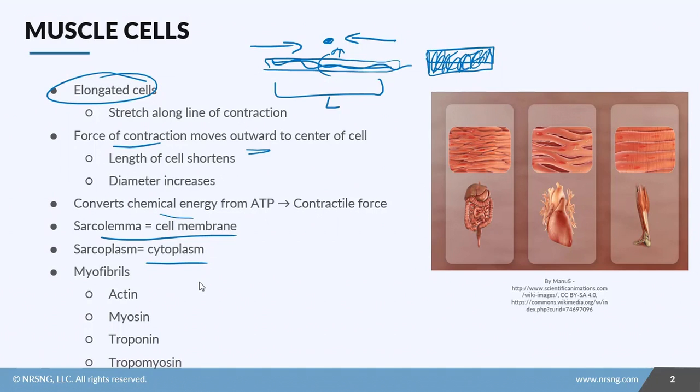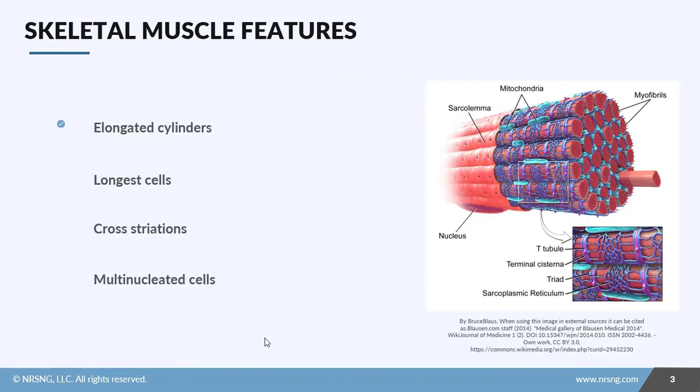And in muscles, we have these particular units called myofibrils, and they contain really important proteins. You have actin, myosin, troponin, and tropomyosin. And they're going to be the foundation of muscle contraction. There's another lesson that describes this at length, so I want you to check that out.